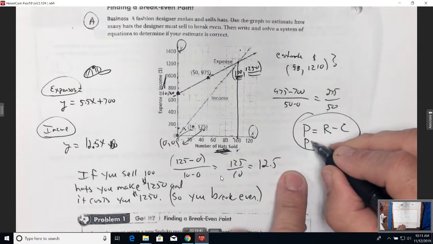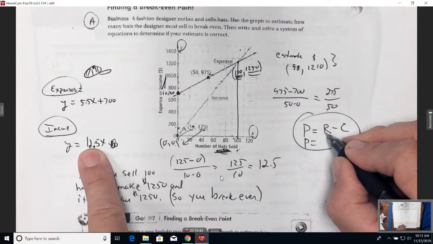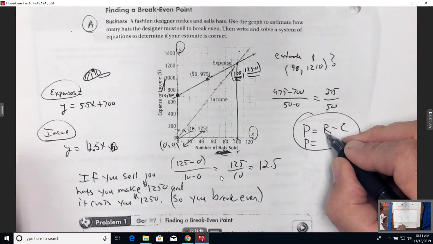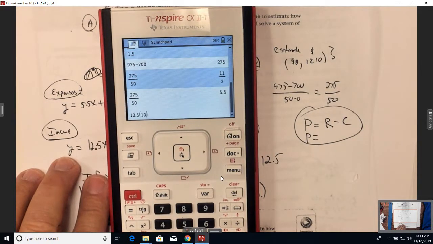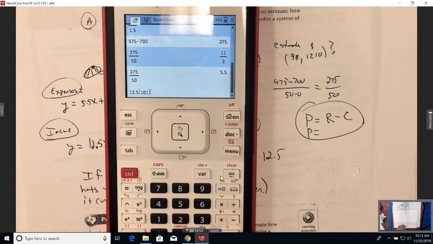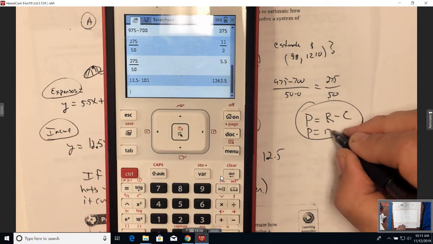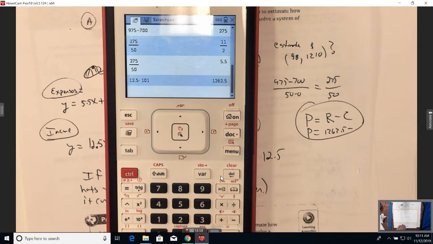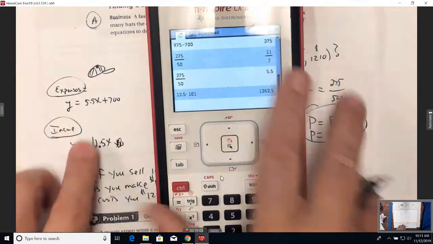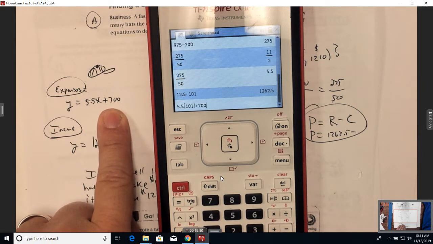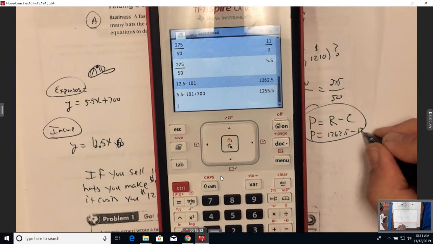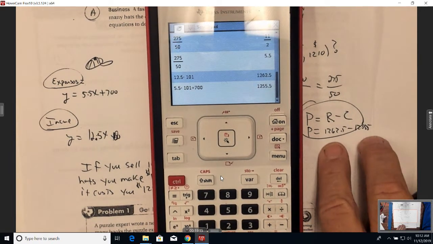How much profit did I make? Well, my profit is equal to my revenue, and that's how I'm bringing in money. So if I sell 101 hats, it'd be $12.50 times 101, right? That's what I've made. I took in $1,262.50, but what did it cost me for those 101 hats? Well, I have to plug that into the cost function. It cost me $5.50 per hat, and that was 101 hats plus the $700 setup fee. So it cost me $1,255.50.